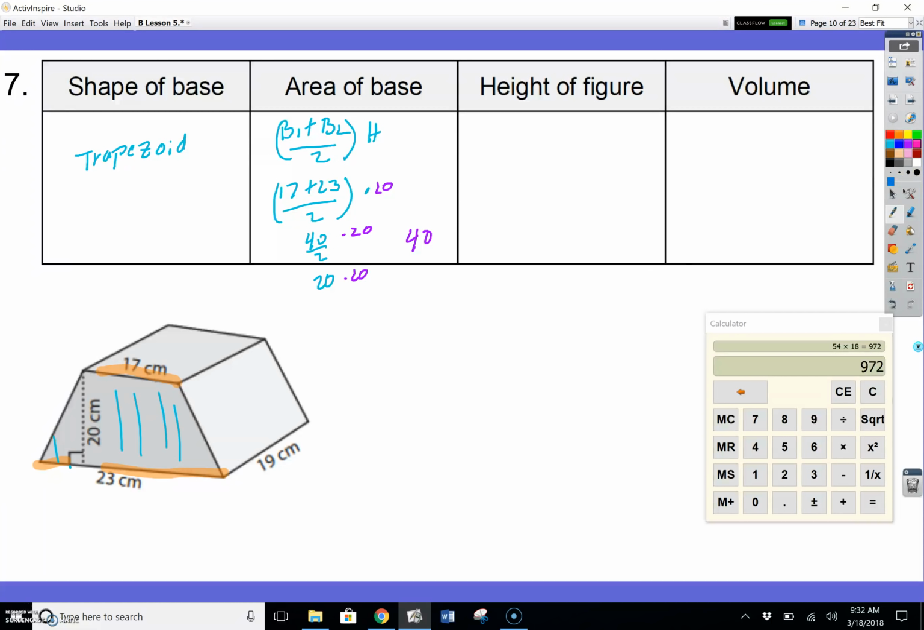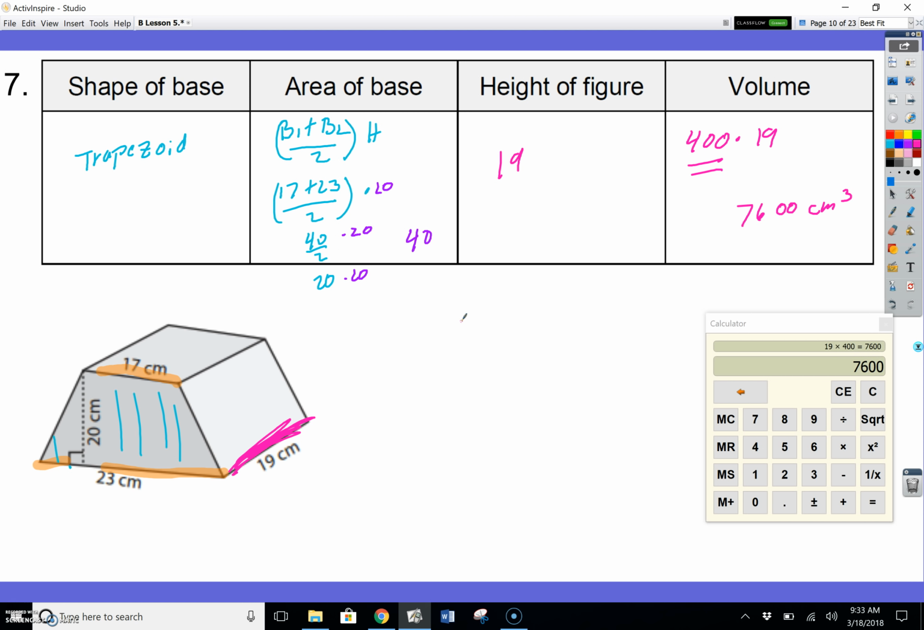So now what we're going to do is look at the height, which is 19. And what we're going to do is take 400, which is the area of the base, the area of the trapezoid, and I'm going to times it by the height. And I know it's going long ways, but that is the height. And I'm going to get my answer. So I'm going to have 19 times 400, and that's going to give me an answer of 7,600 centimeters cubed.